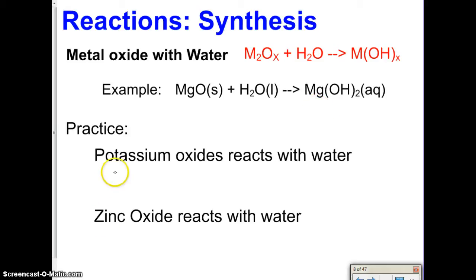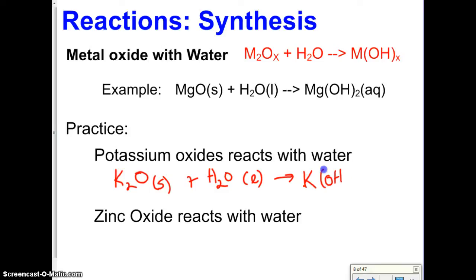So let's go down here. Potassium oxide, K2O. It is an ionic compound. No water present to begin with, so it is a solid. It is reacting with water, H2O, which is always a liquid, unless we're told otherwise. With that reacting, we know it's going to form a metal hydroxide. Well, that's going to be potassium hydroxide. Potassium's a +1, hydroxide's a -1, so KOH.